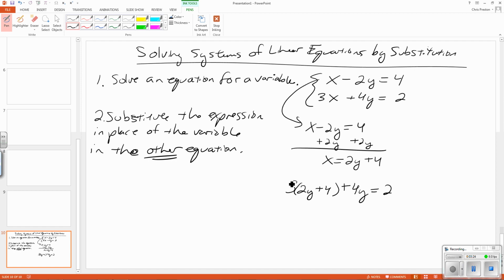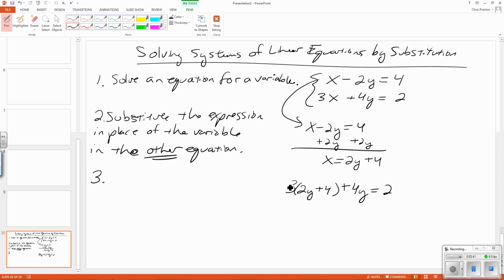Now, a good indicator that you probably did it correctly is that at this point you should only be dealing with one type of letter. And you notice I only have y's in my equation, no x's. So that probably means I did it correctly. If I still had x's and y's, I did something wrong in my substitution.